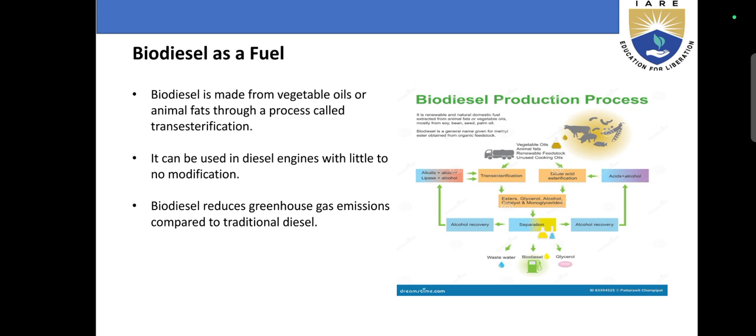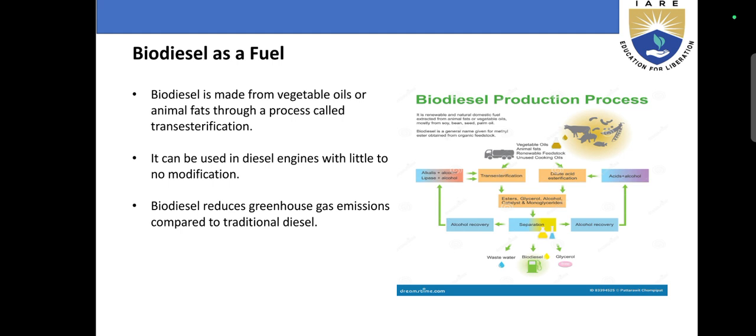Biodiesel as a fuel. Biodiesel is made from vegetable oils or animal fats through a process called transesterification. It can be used in diesel engines with little to no modification. Biodiesel reduces greenhouse gas emissions compared to traditional diesel.